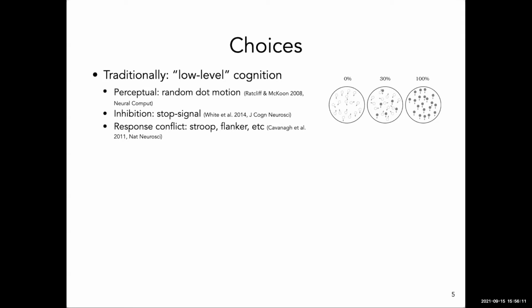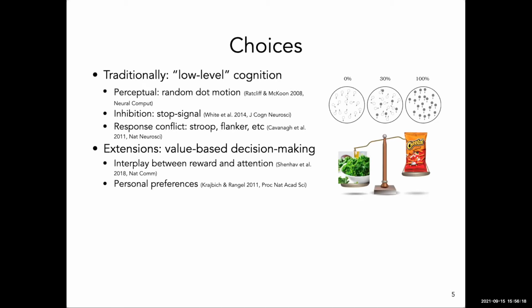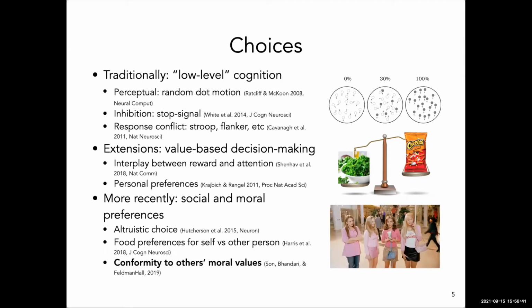But there have been some really exciting recent extensions to this work. For example, in the realm of value-based decision-making. So for example, some of the work by Amitai Shenhav has looked at the interplay between reward and attention in decision-making tasks using DDM. There's some really exciting work looking at people's personal preferences for different kinds of foods or different kinds of options that are entirely value-based. And even more recently, and this is where my sort of personal expertise is in, and talking through social and moral preferences. So Sandra Hutcherson has this really nice paper on how people make altruistic choices, uses the DDM to characterize how people do this.